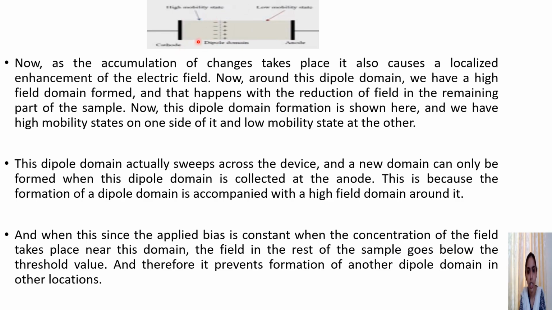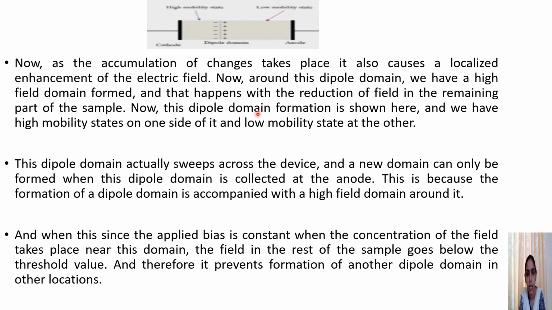Now a dipole domain is getting formed in the active layer, and these two ends are used for biasing. This dipole, we know, is a region of electron concentration and electron depletion, and in this region electrons are getting transferred from the lower valley to the upper valley. So it is a region of high mobility to low mobility. The accumulation of charges takes place. It causes a localized enhancement of electric field. That is, around this dipole domain we have a high field domain, where the electric field is very high compared with the other regions in the specimen.